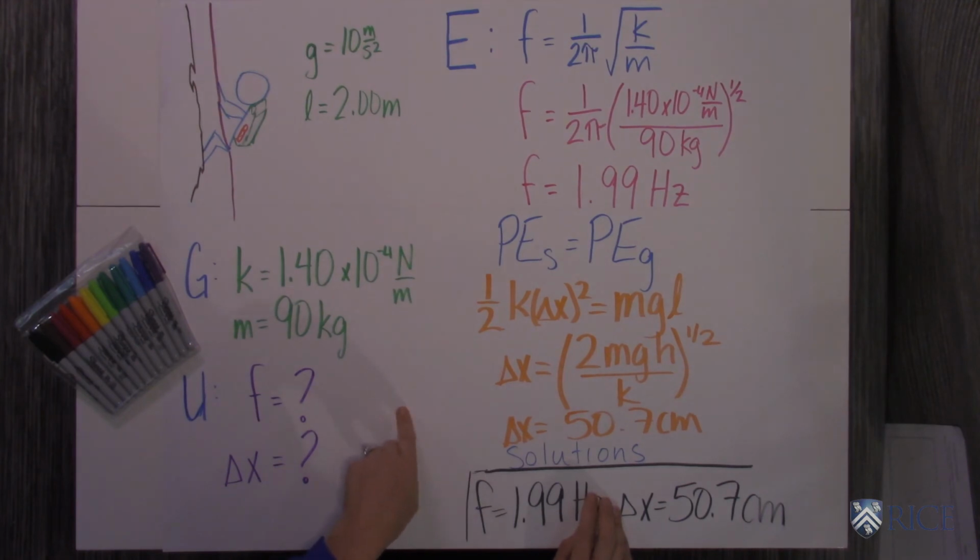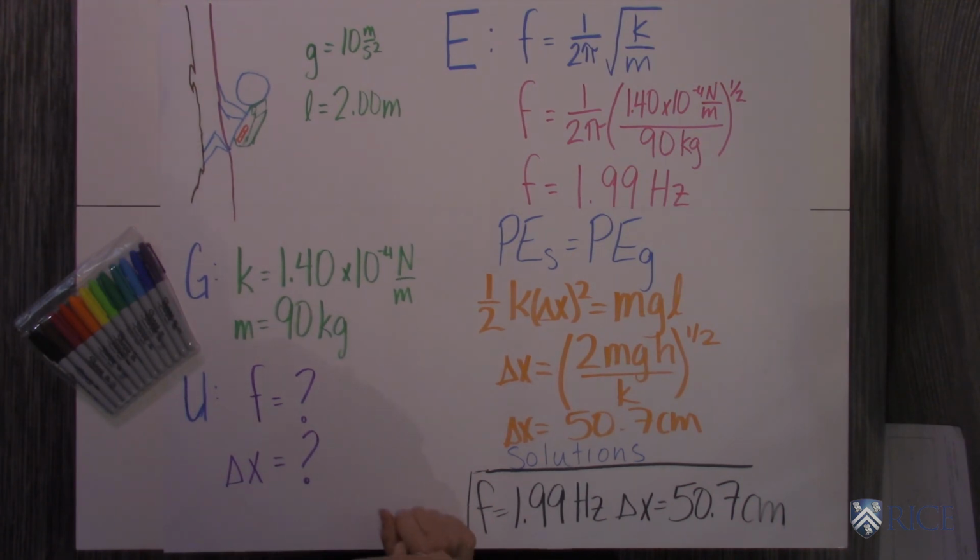Make sure that you remember to convert your units. I like to put things in meters, but this one makes a little bit more sense as about 1/2 meter. So you get that the frequency of his oscillation is around 2 hertz, or 1.99 hertz, and the rope will actually stretch about 50.7 centimeters.